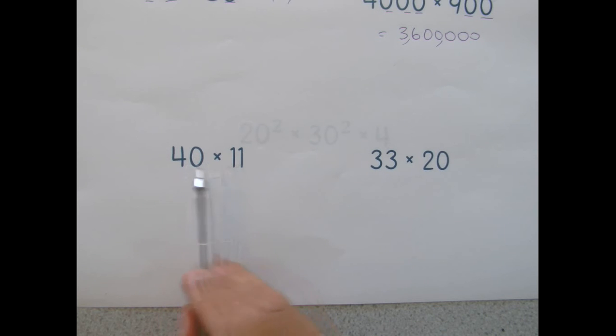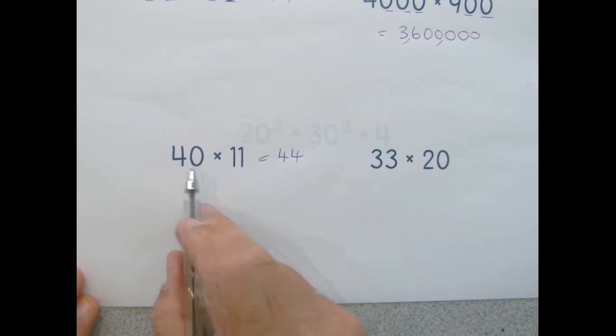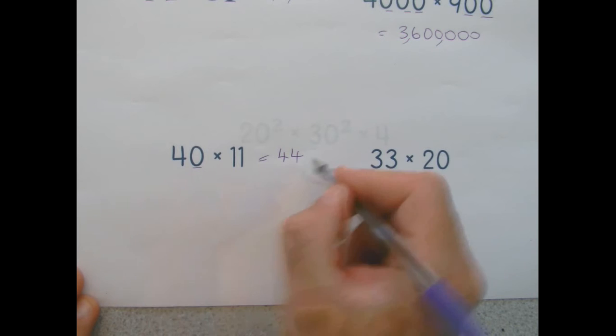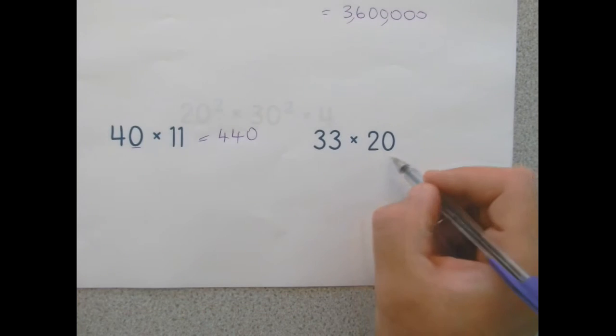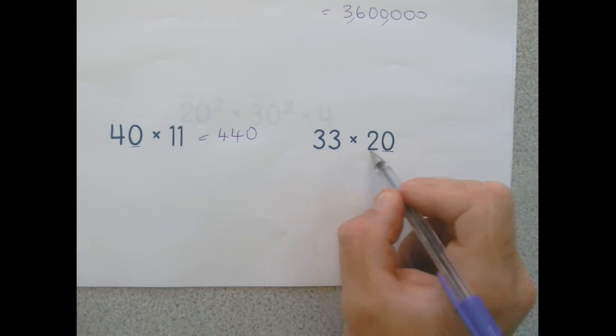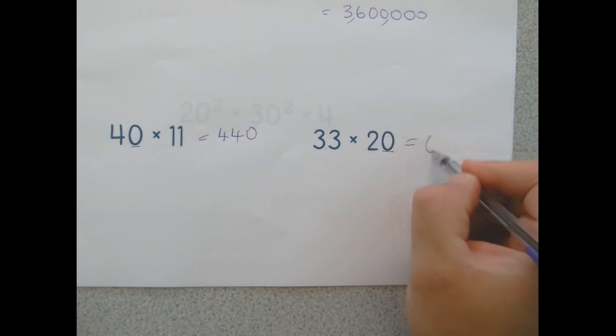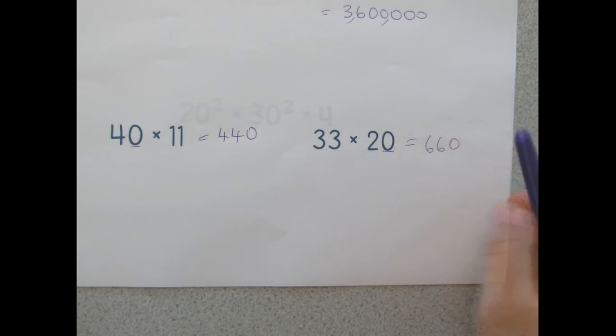Now here, again, we've got a 0 here, so ignore it. This time we've got 11 here, so ignore the 0. 4 times 11 is, of course, 44. So just do 4 times 11, 44, and then add on the 0, 440. This one, again, ignore that 0. 33 times 2, 66. Okay, 33 times 2 is 66, and add on the 0. So you get 660.